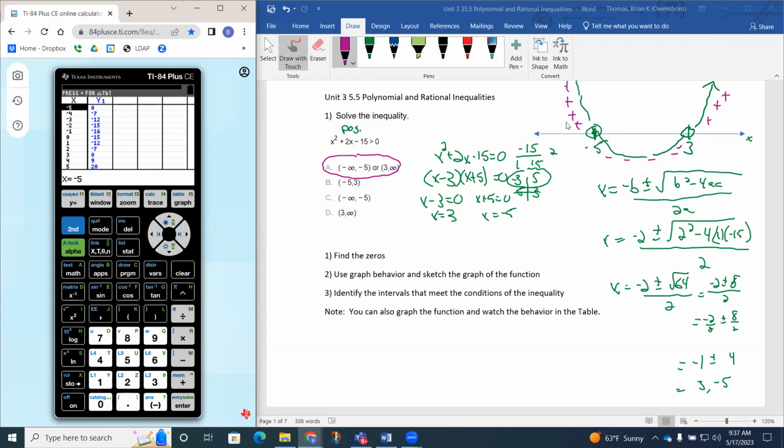So left of negative 5 is going to be positive. Between negative 5 and 3 is going to be negative. And then to the right of 3 is going to be positive. So how did I know this graph? Well, since it was quadratic, we know it's a parabola. And since the coefficient of x squared is positive, we knew that it opened up. So I can do a rough sketch of it. And that's all I really need to help me solve this problem.